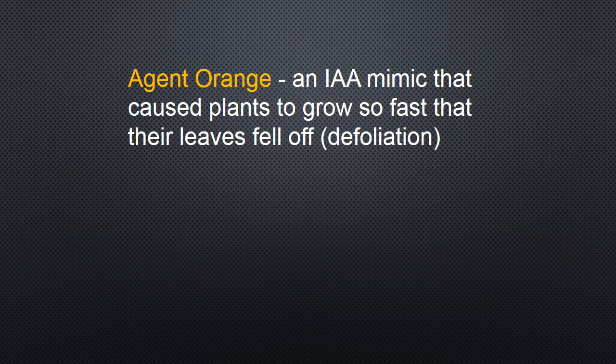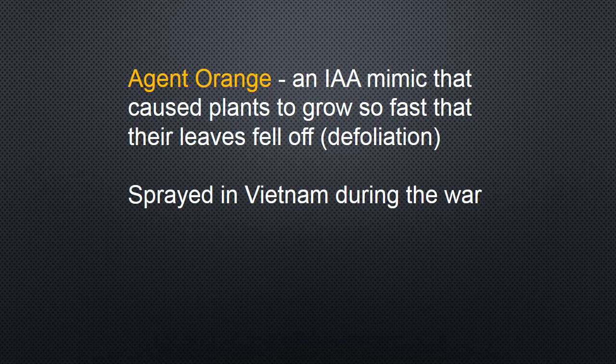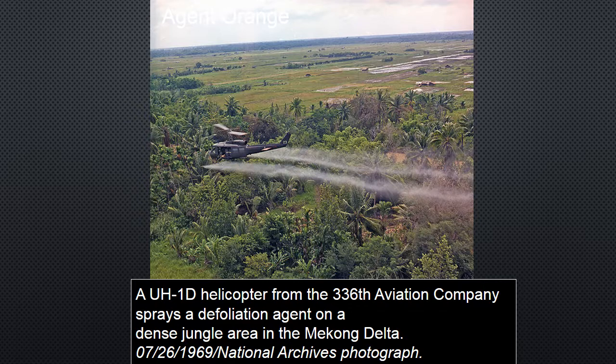So this is just an interesting side note for you. I don't know if you remember anything about Agent Orange. Agent Orange was used in the Vietnam War, and it was sprayed across the jungle to defoliate all those jungle trees so that we could see where the enemy was. It is an auxin mimicking hormone that causes the plants to grow so fast that they lose their leaves. Okay, so there's a helicopter during the Vietnam War spraying that across the jungle.